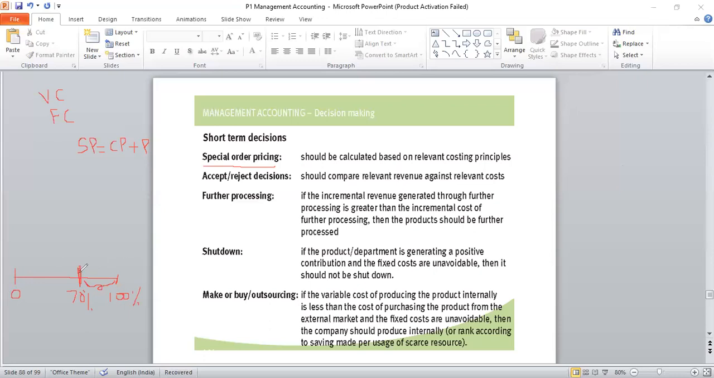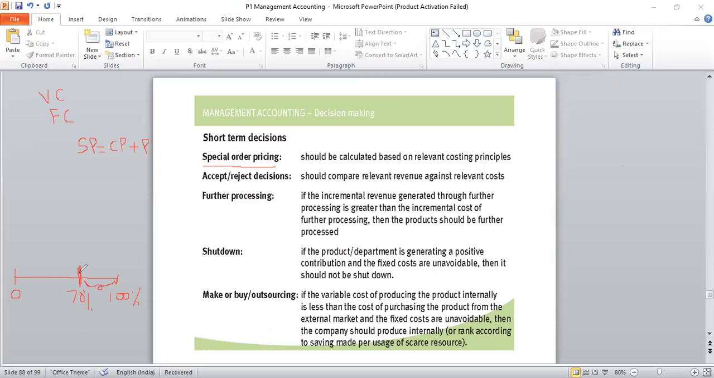So now they are operating at 70% capacity. At 70% capacity, they would include the total amount of fixed cost in the total cost. So total cost will be the total variable cost till 70% capacity plus the total fixed cost. Find out the cost price per unit, add a profit margin, and selling price per unit is decided.